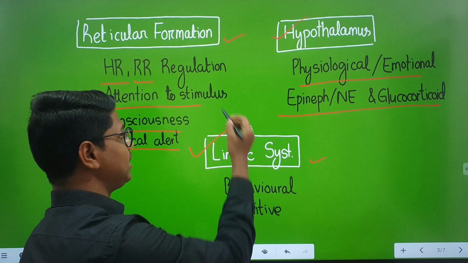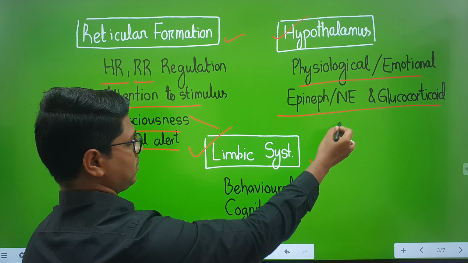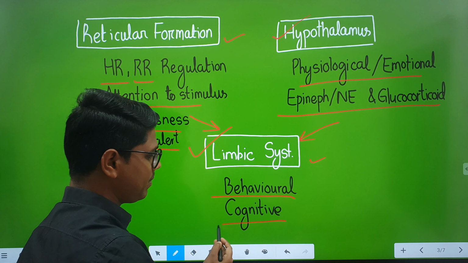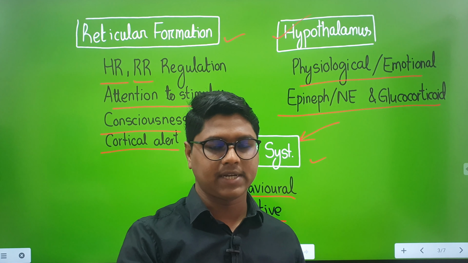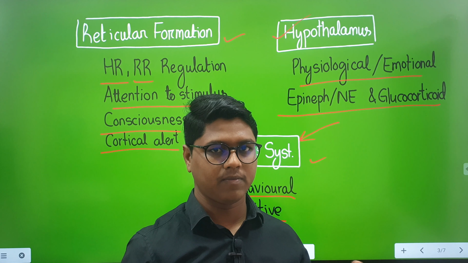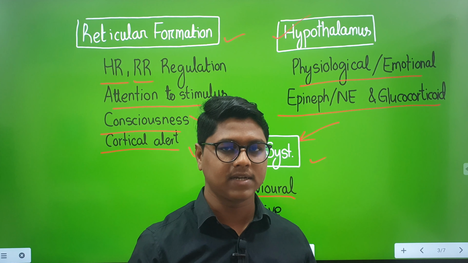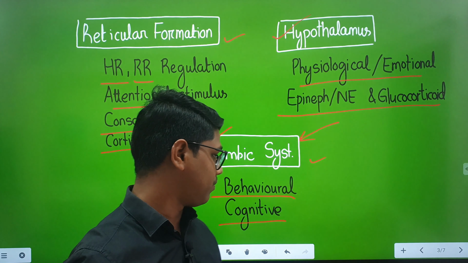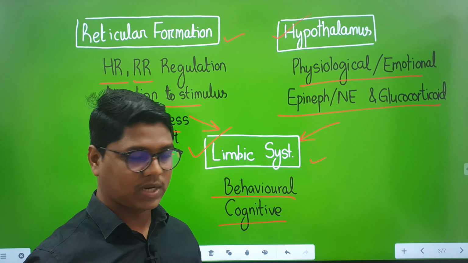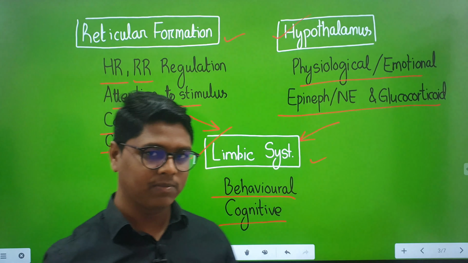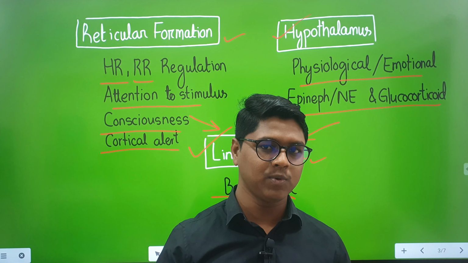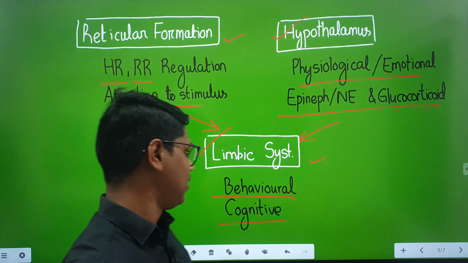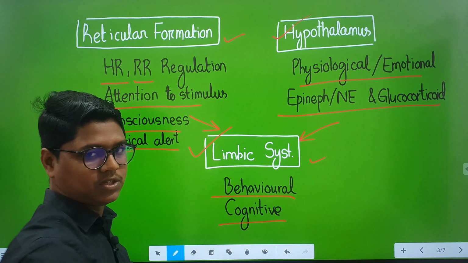Next, the limbic system. It is basically responsible for the behavioral response, meaning you will take your hand away from the fire, or if a nail accidentally punctures your foot, you will take your foot away. This is behavioral. Cognitive means it will remember the type of pain, so next time you will be very careful while stepping on a nail. So you should know these three structures.